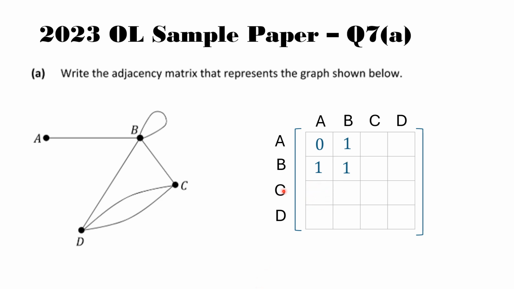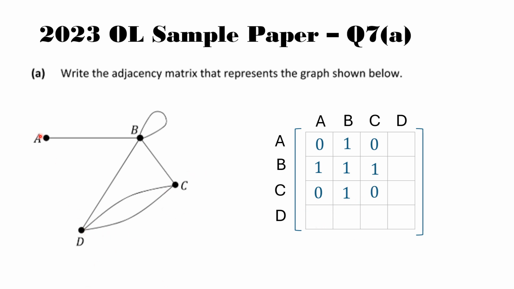Next, I fill in here, this is C to A. There's no direct link between C and A, so that is 0. Then we fill in A to C as well, which is also 0. Then we look at C to B, which has a link, and we can do B to C at the same time, which has also got that one link or connection. Then we look at C to C. There's no loop here, so that is just a 0.